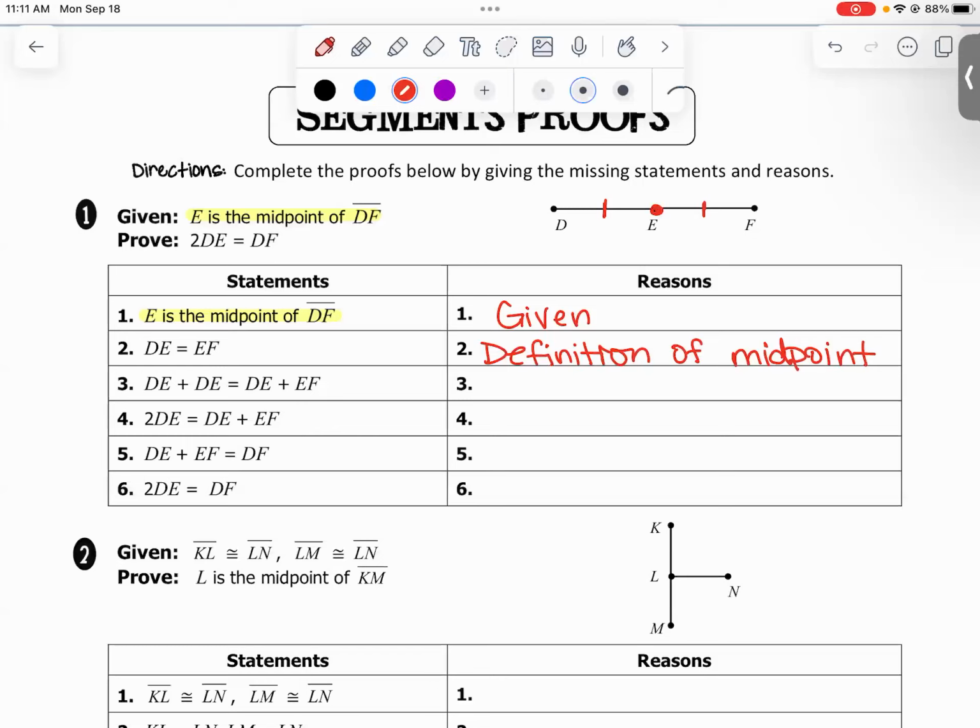Okay, so look at this next step. In step 3, what happened to both sides? We added a DE to both sides. Why do we do that? Or what gives us the, okay. So that's kind of from what we talked about in the past couple of days. That's one of our algebra things, Nora. It's up at the very top. But instead of using algebra, we're using segments, which kind of seems like that, right?